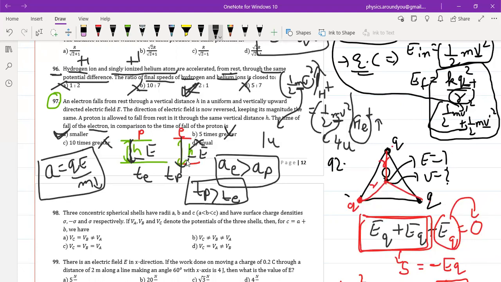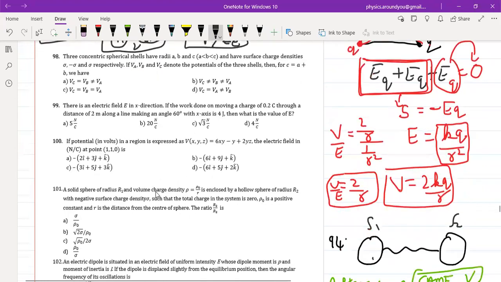If you want to have a mathematical basis for this, you can use h equals ut plus half at square. Both of them are falling from rest, so u is 0. H, I can tell, is equal to half at square. See, h is the same for both of them, so at square has to be the same for both of them. So if the acceleration of the proton is less, then the time taken for the proton should be more. At square is a constant for both of them. This is a mathematical basis of solving the 97th question.